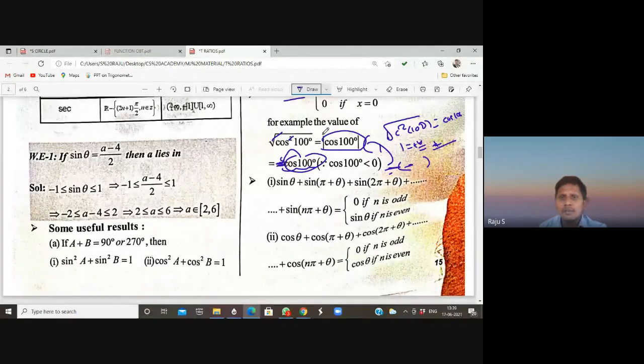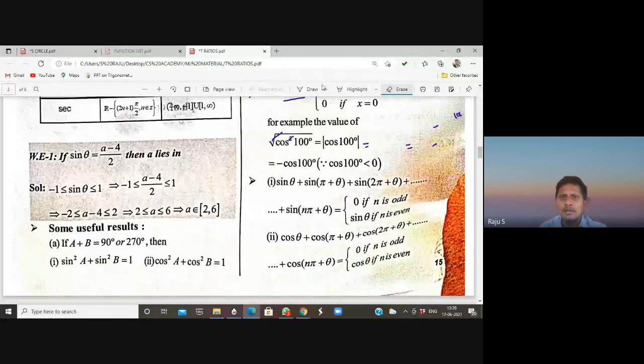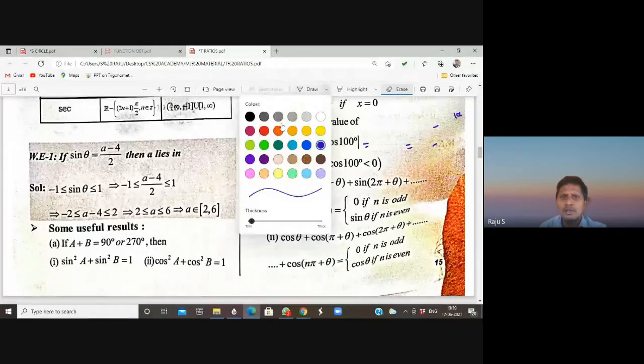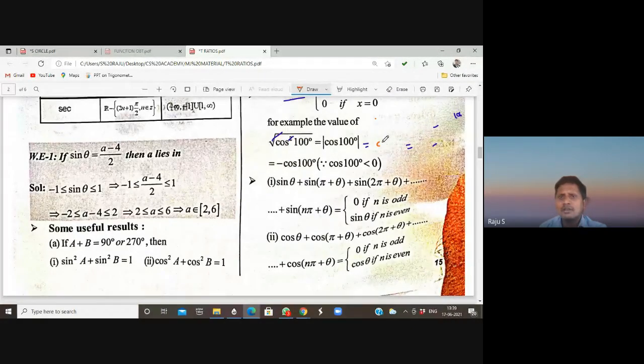Because this modulus of cos 100 should not be negative, when you remove the modulus, don't take it as plus cos 100. We should write minus cos 100, because if you simply write cos 100 degrees, it would be negative.